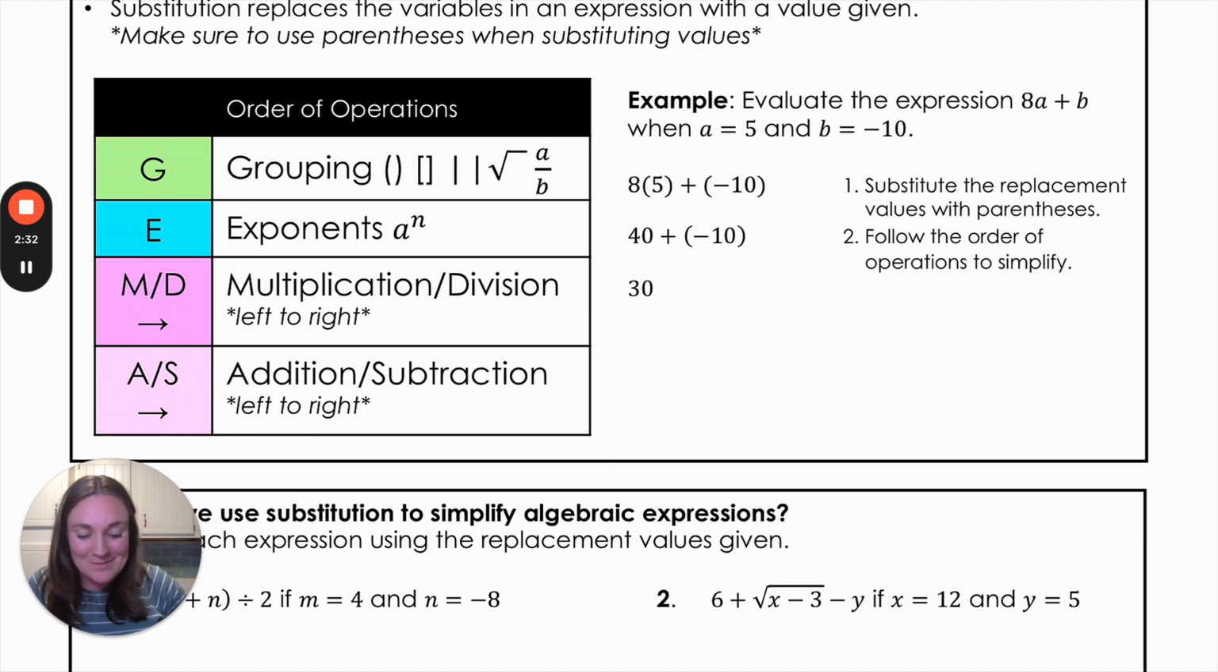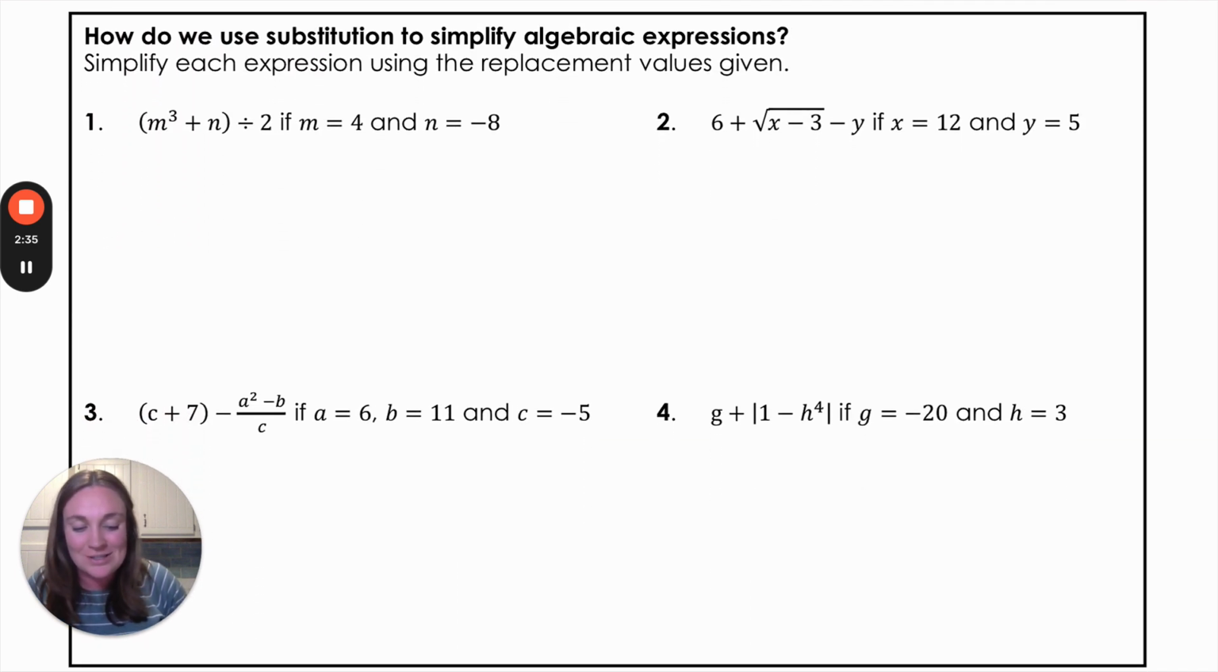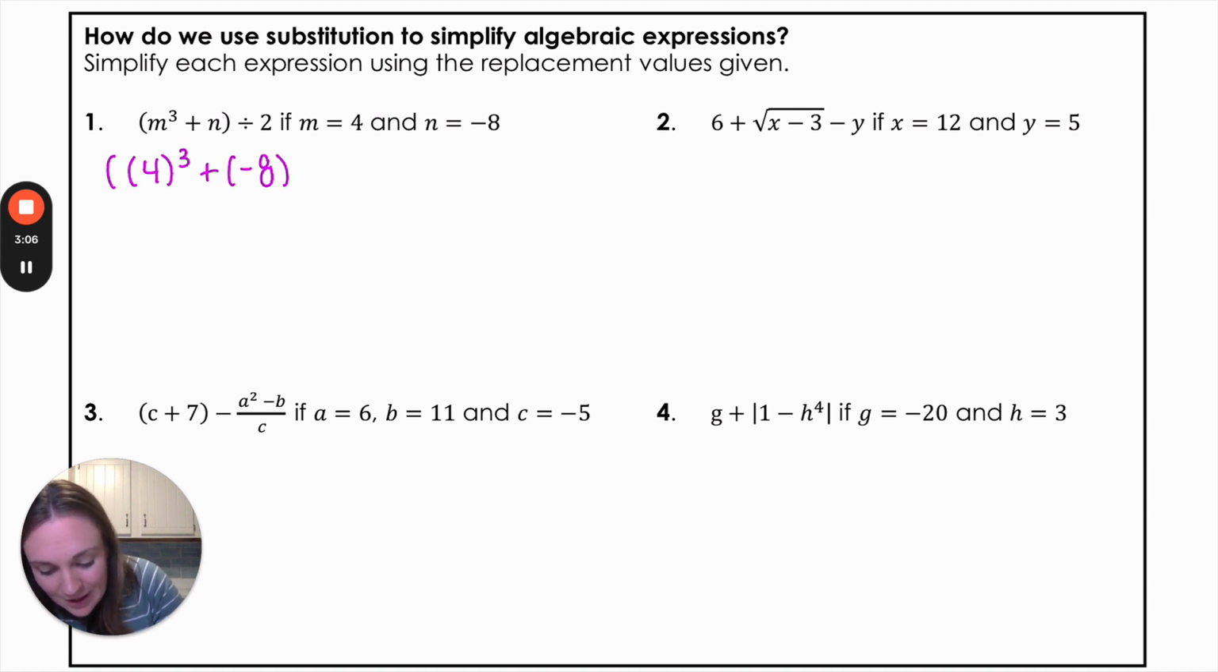All right, let's take a look at some examples then together. So we are going to evaluate some expressions using this substitution. So the first thing I'm going to do is take out those variables and replace them with the values that are given. So I'm going to rewrite this m to the third, and I'm going to replace my m with 4. So I'm going to have that parentheses that was there, and I'm replacing my m with a 4 to the third, plus I'm going to take this n and replace it with that negative 8. So using that substitution, I'm ending those parentheses, and then we divide by 2.